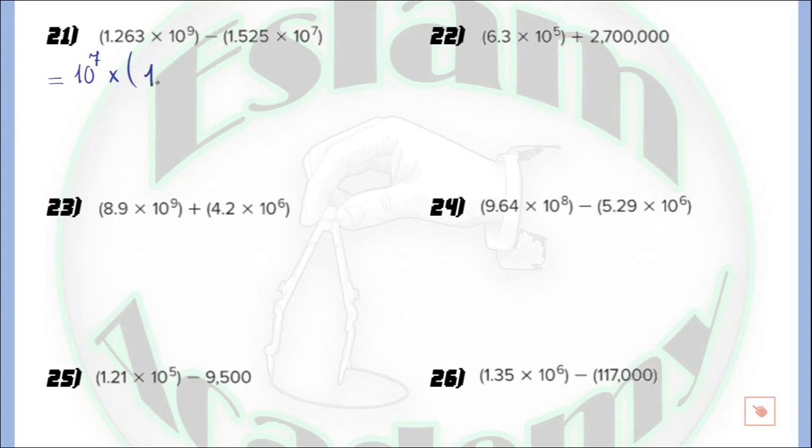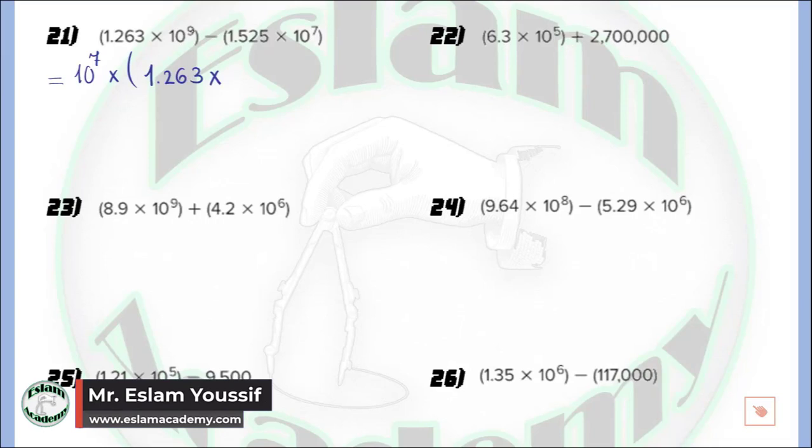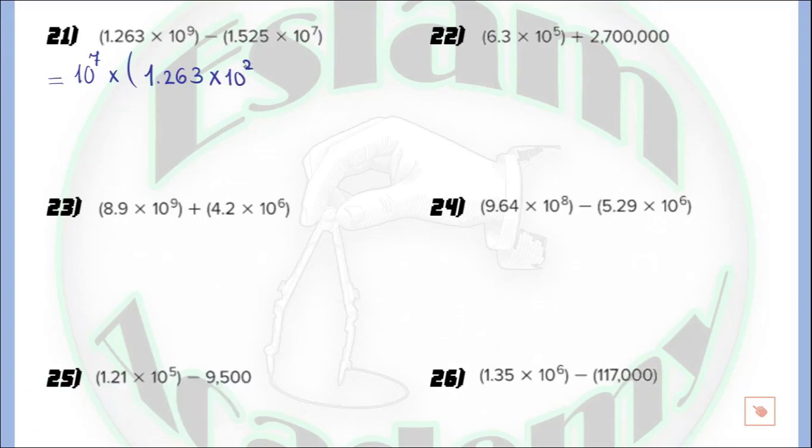We write the number 1.263 times 10 to the power 9 divided by 10 to the power 7. The remainder now will be equal to 10 to the power 2. Then write minus. If the sign now is minus, it will be minus. If it's plus, it will be plus. For multiplying, multiply the number by the number and 10 by 10. For dividing, we'll just divide the number by the number and 10 by 10. For adding and subtracting, we'll just take a common factor, then continue solving. The second number, we'll just write it without any change.